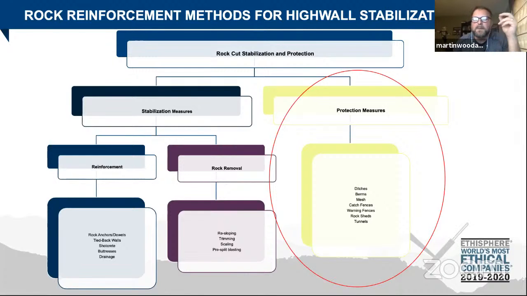But probably more common as a hazard on these rock slopes, especially ones that are along Department of Transportation roads, is that they've been there for a while. Large-scale failures are probably less prone, and you're probably going to have smaller-scale failures like rockfalls. So in that case, we're going to be looking at more protection measures. And so we're going to talk a little bit about rockfalls and the different measures that you can use. And so here we're going to be talking about ditches and berms and meshes and fences and those types of environments.